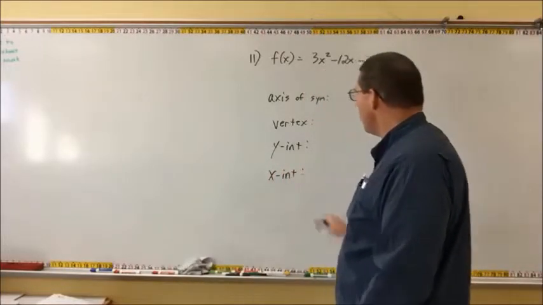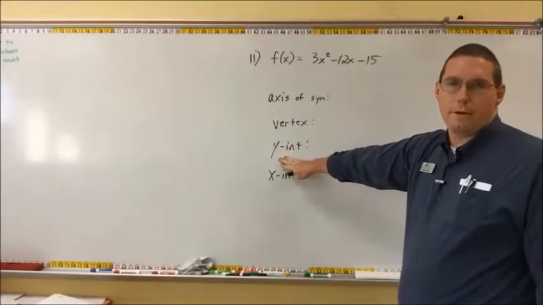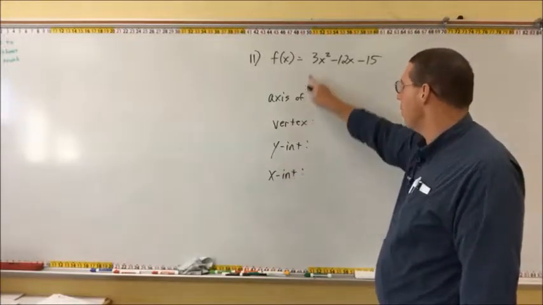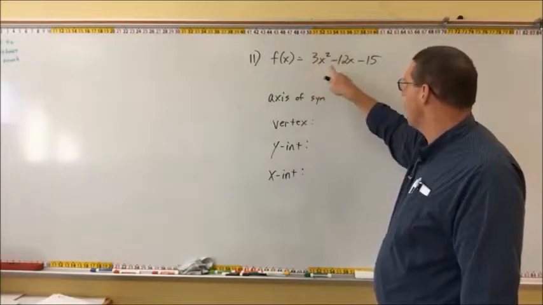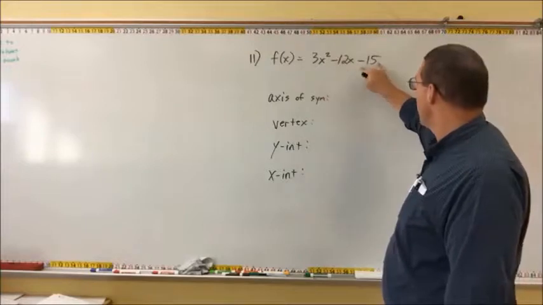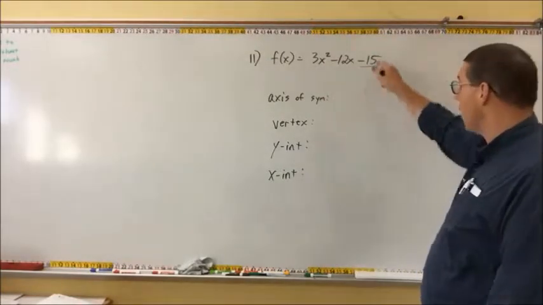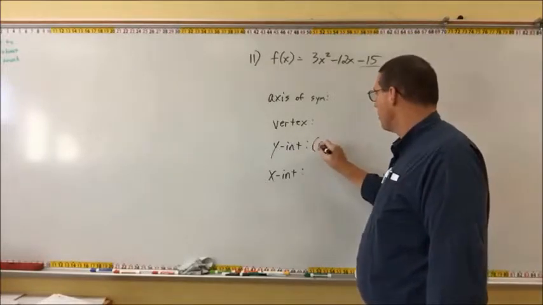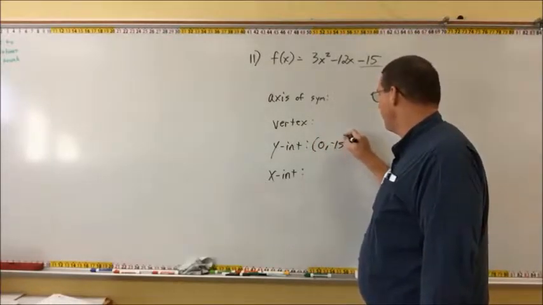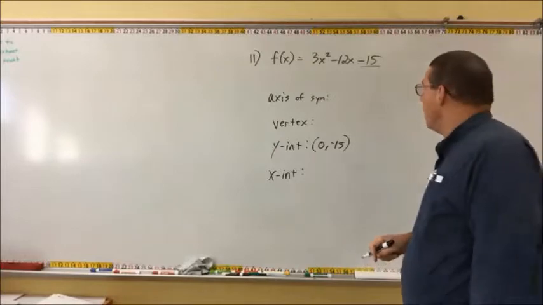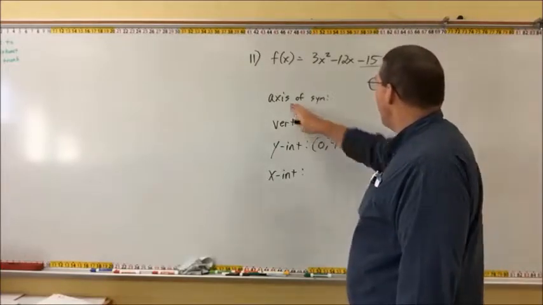Well, I know that the y-intercept is the easy one. All I have to do is plug in 0 for x. So if I put a 0 here, and a 0 here, here we are, negative 15, just like we learned in the polynomials. The last number right there, that's the y-intercept. The y-intercept is (0, -15). So we're good there. Let's identify now the axis of symmetry.